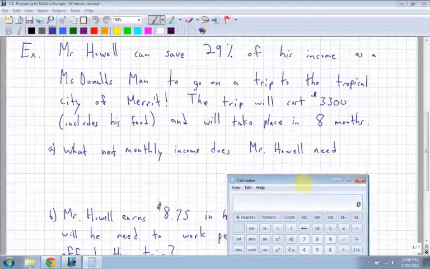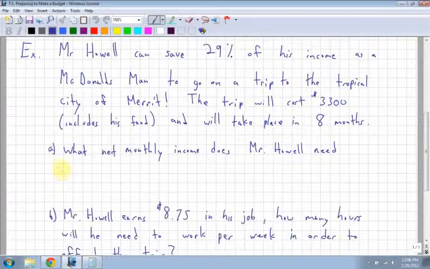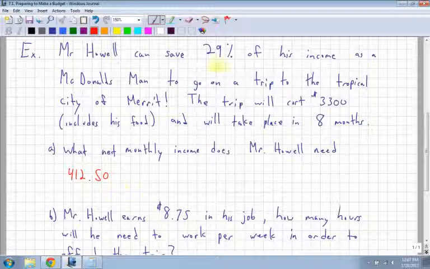Well, let's see here. I know that I need to save up $3,300, and it'll take place in 8 months. So first of all, I take $3,300 divided by 8 months. So I need to save $412.50 per month. But wait a second, I can only save 29% of my income. So this amount that I'm saving per month must be 29% of my income, right? I don't know what my income is though, and that's what we're trying to find out.